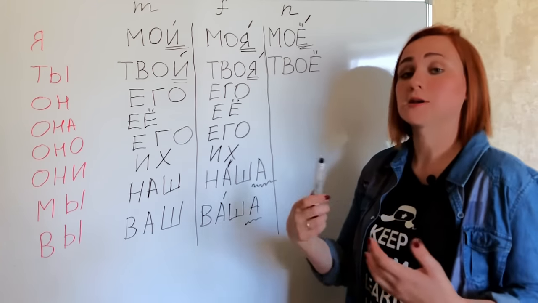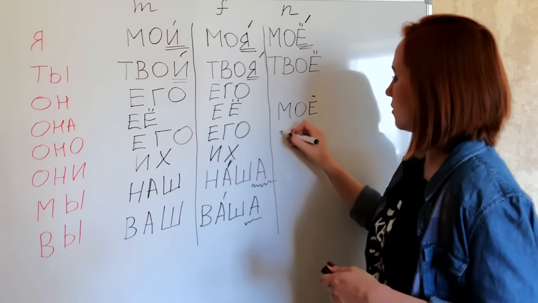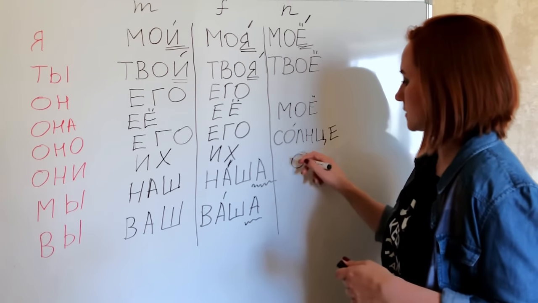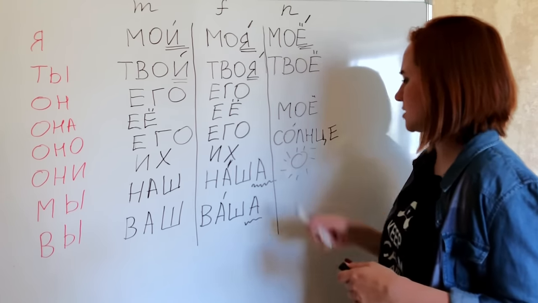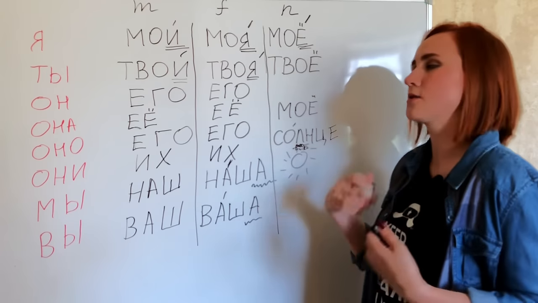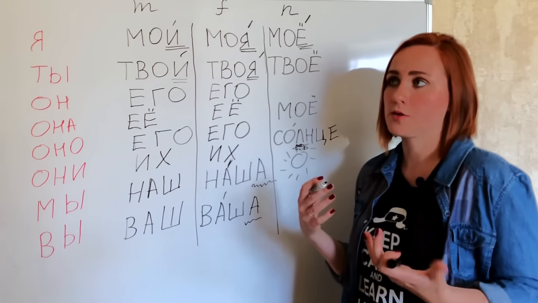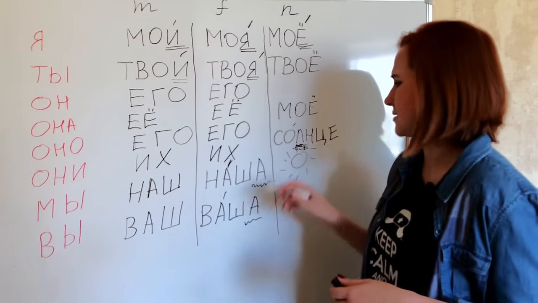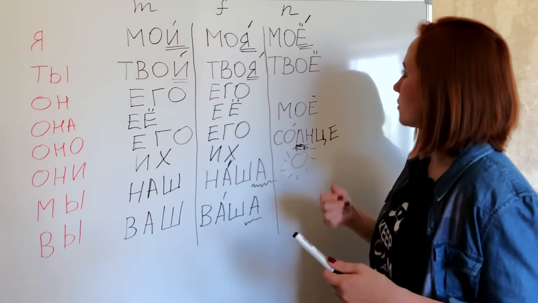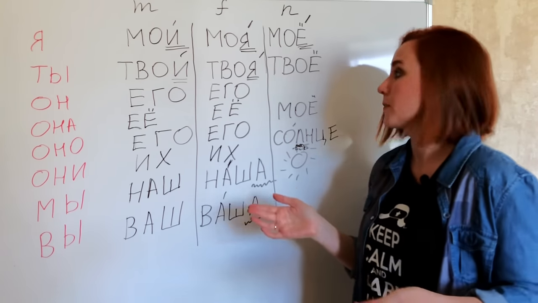So, моё солнце, or let me write it down. Моё солнце, it's sun. Actually, I chose such a bad word because this is another consonant that we don't pronounce. It sounds more like солнце. But even if you try to put L there, nobody will notice, so I'll leave it here. Солнце, моё солнце, same with your sun, твоё солнце, okay?